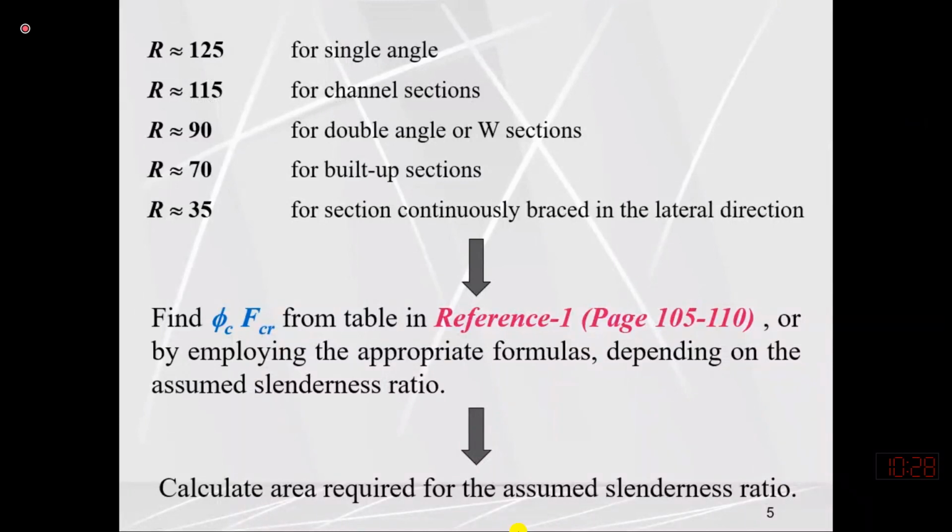For double angle and W section, we have to assume the value equal to 90. And for any built-up section, maybe double channel, double angle, we have to assume a starting value of 70. And for a section which is continuously braced in the lateral direction, we have to assume a value of 35.